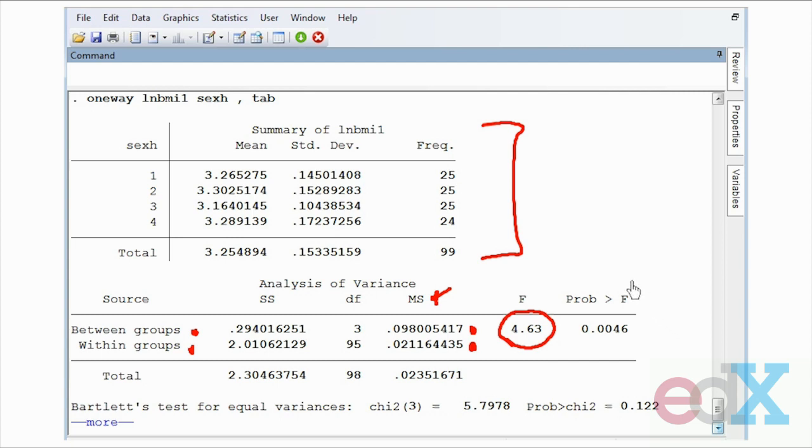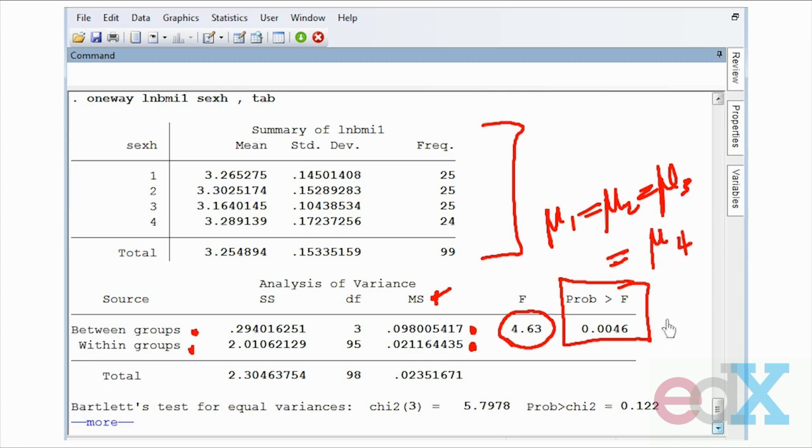And in fact, what's the p-value associated with that? There it is. It's 0.0046. So this is highly significant. So this is saying reject. The null hypothesis was that mu1 is equal to mu2 is equal to mu3 is equal to mu4. And what this says is, nope, reject that null hypothesis. So there's our null hypothesis. And this says reject. Reject the null hypothesis.